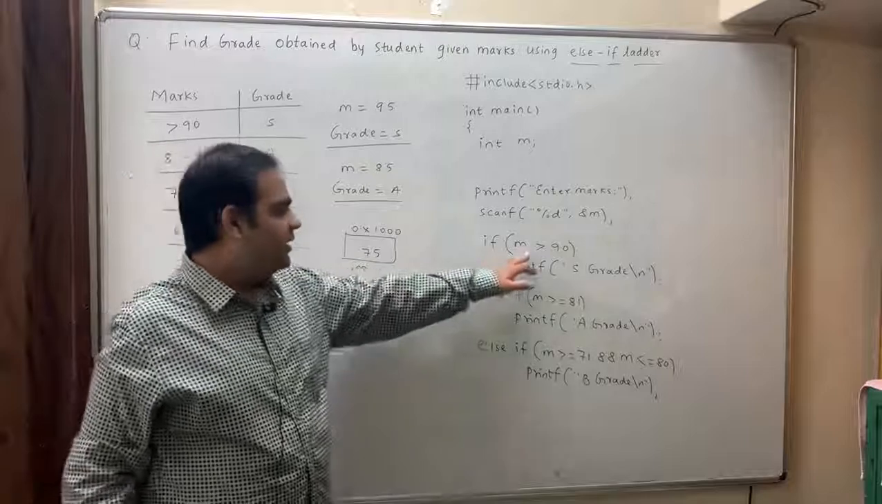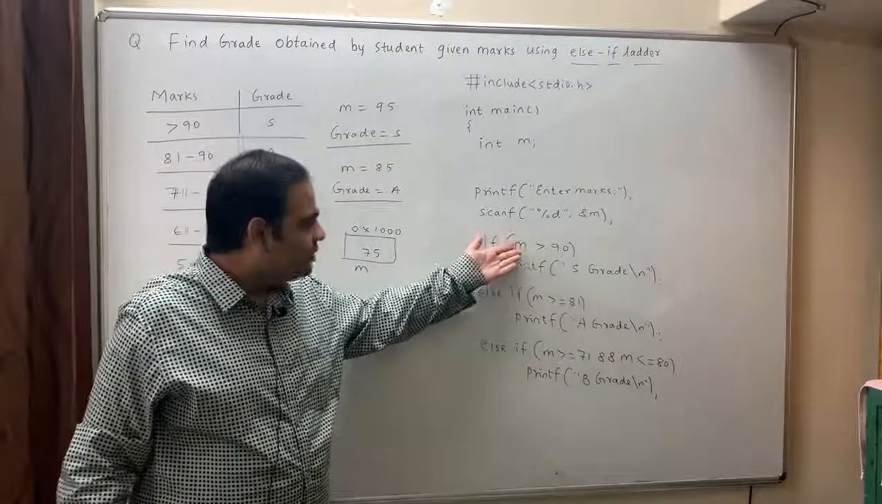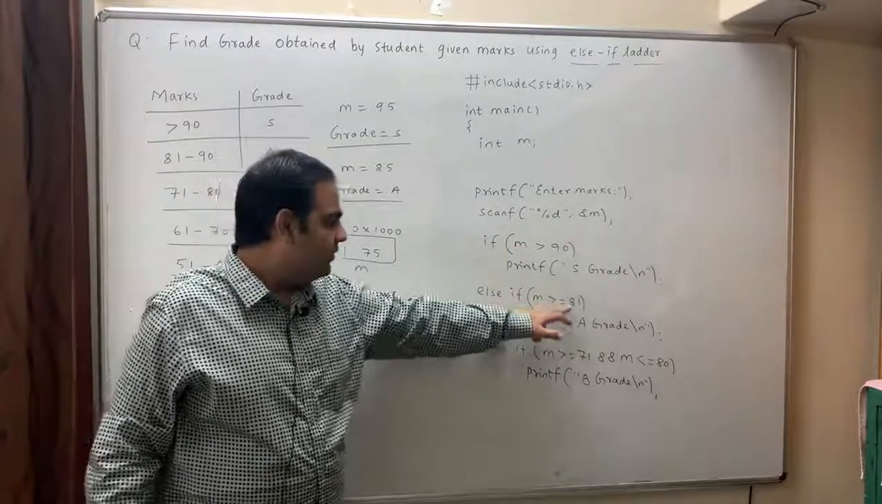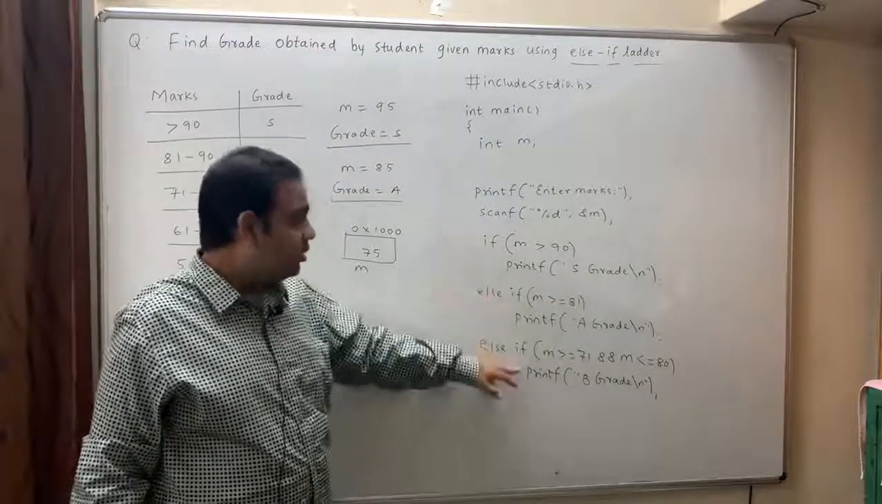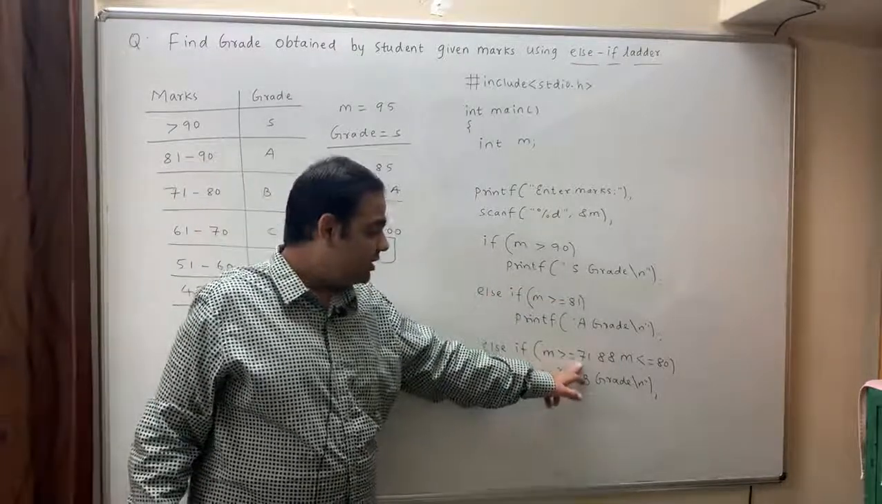Now just check over here. Marks is 75. 75 greater than 90 is false. First condition is false. Go to second condition. 75 greater than or equal to 81 is false. Go to next condition. 75 greater than or equal to 71.